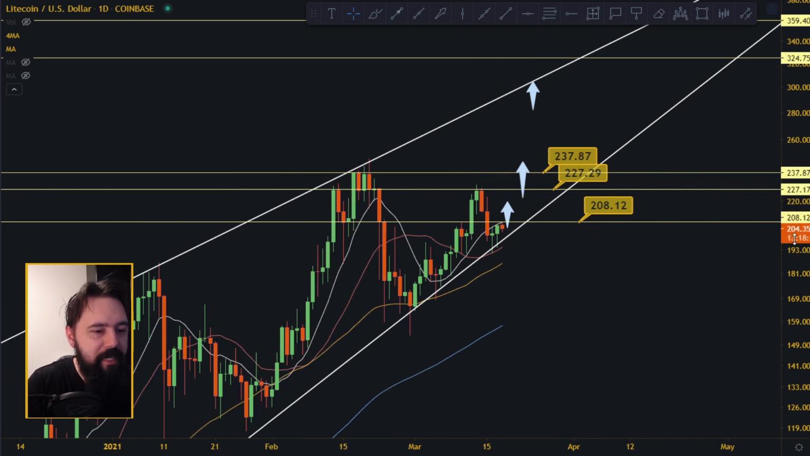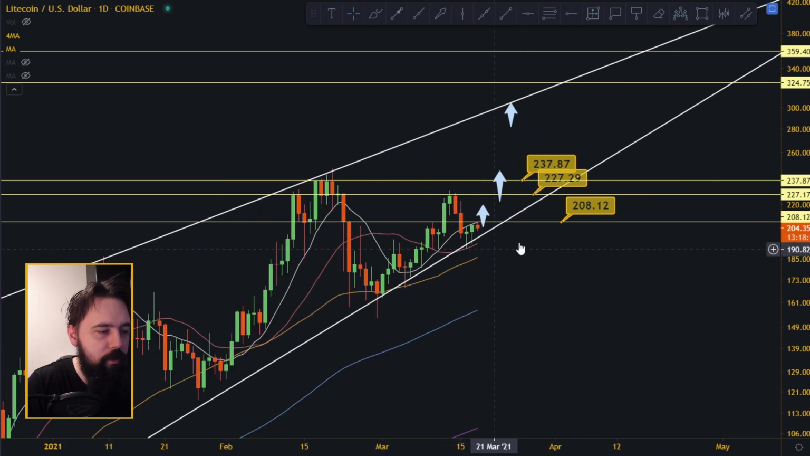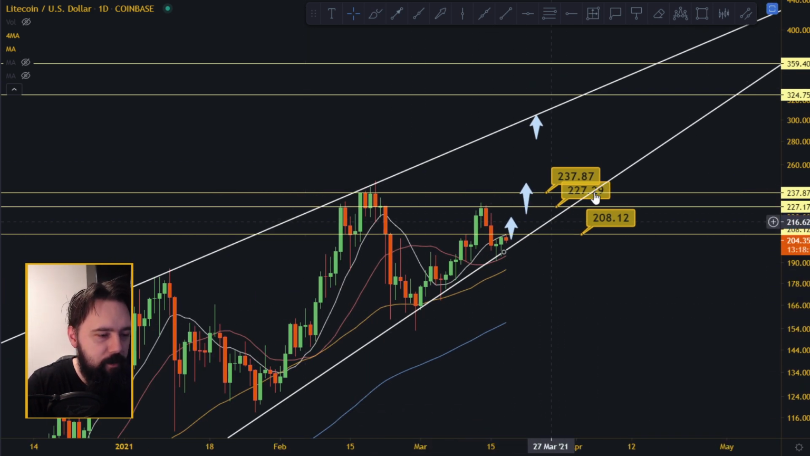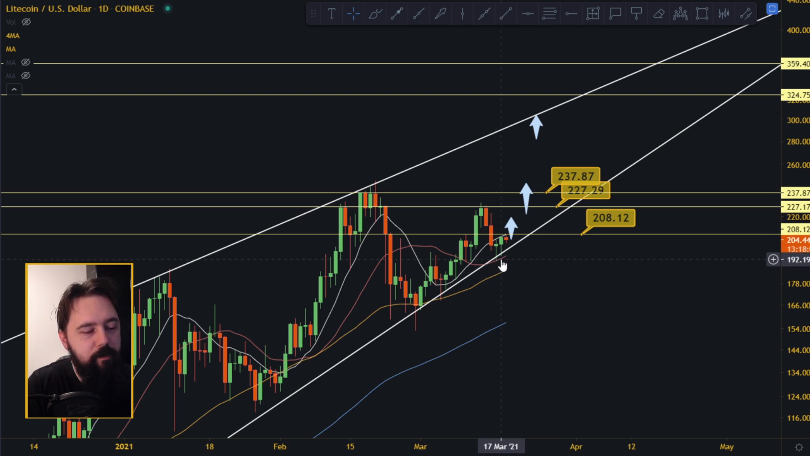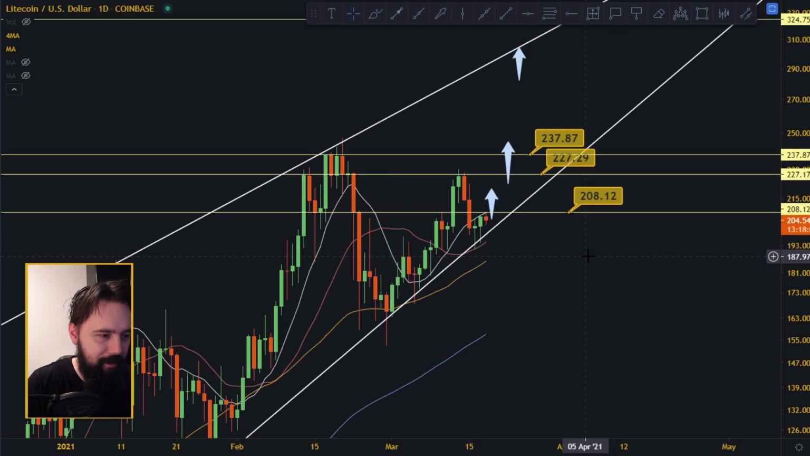But I think we are sitting at some kind of lowest point right now, because we are sitting on this support line over here, getting supported by the 20 moving average on the downside. The only thing that's holding us back is this 10 moving average, but I think that's going to be broken quite soon. So I think Litecoin is actually getting ready to pump.